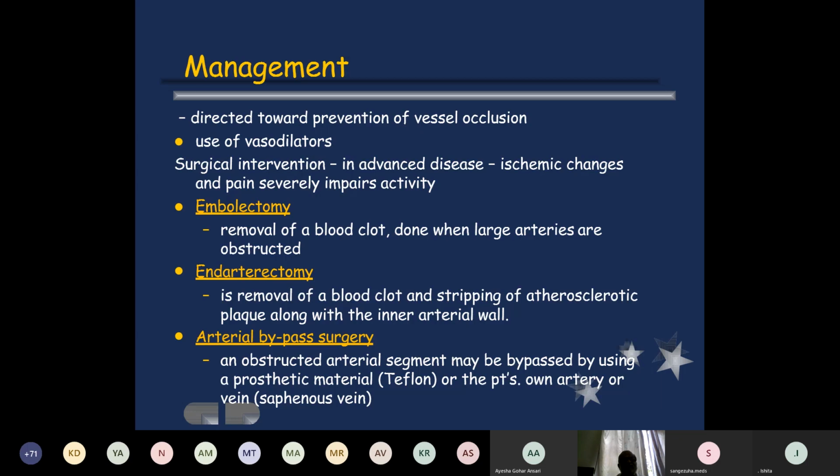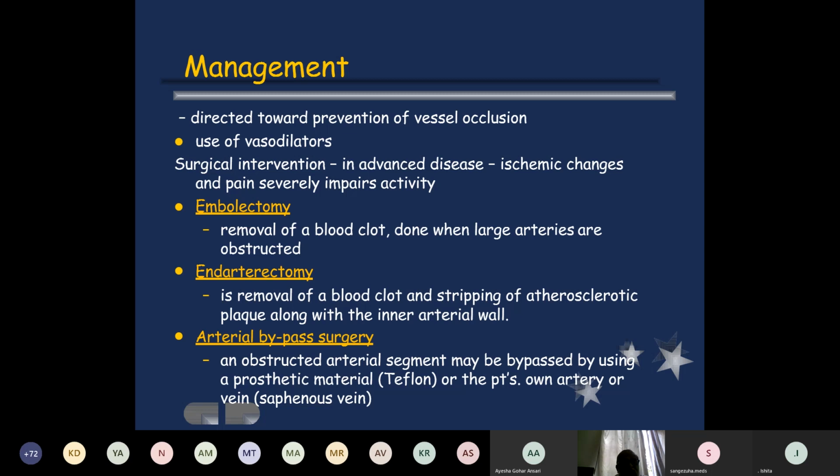Management is directed towards prevention of the vessel occlusion, use of vasodilators, and surgical intervention as and when needed in advanced cases to avoid the ischemic changes, as pain severely impairs the normal activity and so on.